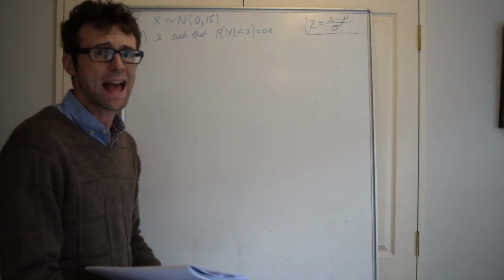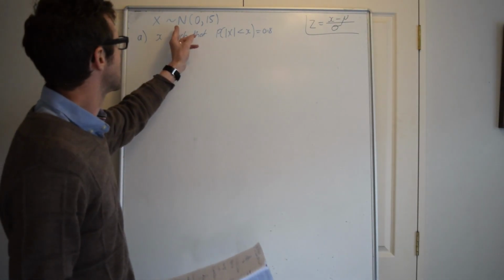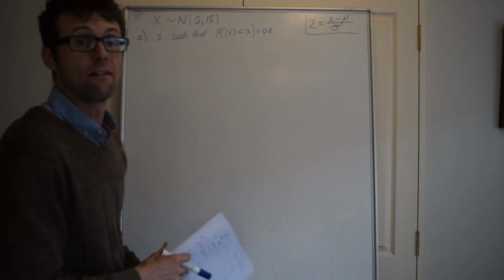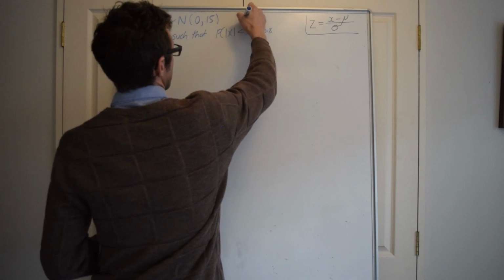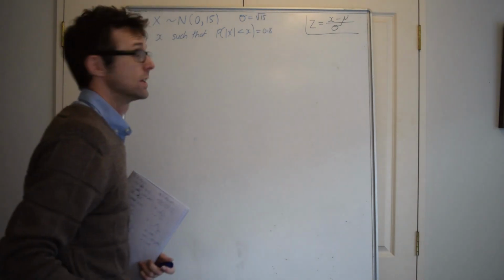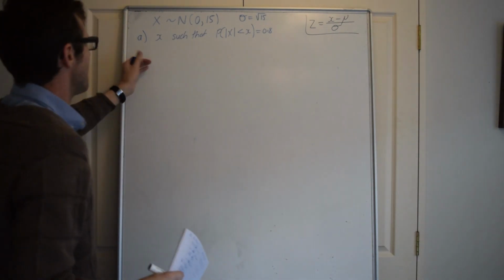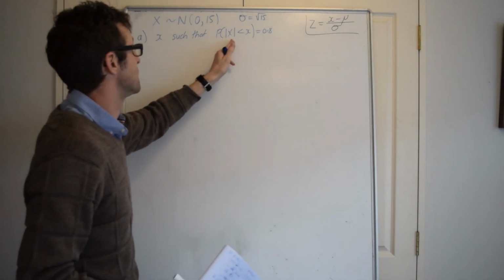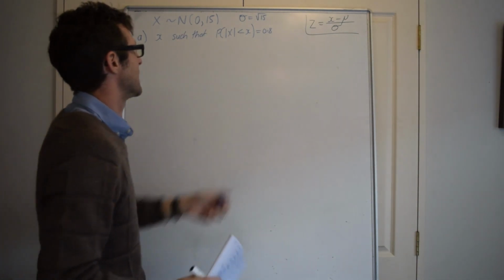Another question, question 8 now. X is normally distributed with a mean of 0 and a variance of 15, and just so you remember, that means the standard deviation is going to be square root 15. Part A is find x such that the probability of the modulus of x being less than x is 0.8.